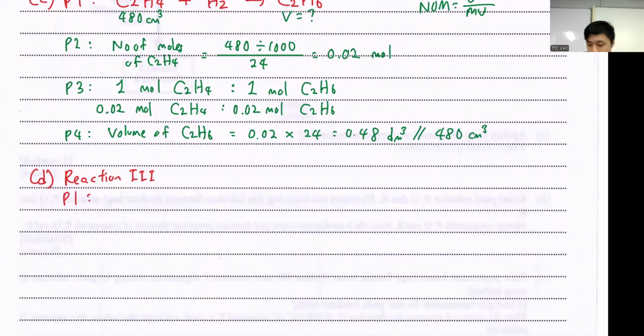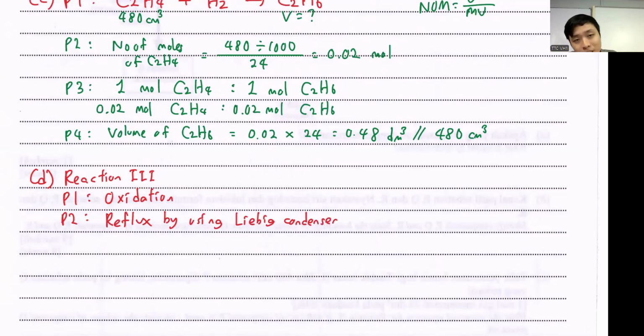Point 1 is oxidation. Second point, you can say heat under... do I have to heat? Actually, no need to heat. Second, you just say reflux, by using a Liebig condenser. You know, right? There's a Liebig condenser because alcohol easily evaporates. It's a volatile substance, so you have to use this reflux method to make sure your alcohol won't easily vaporize.